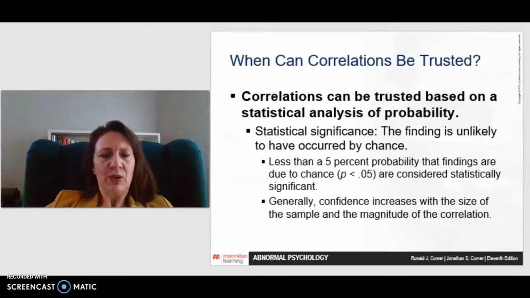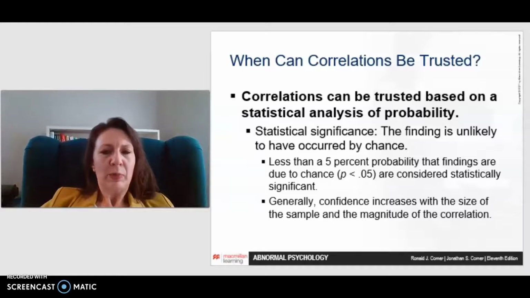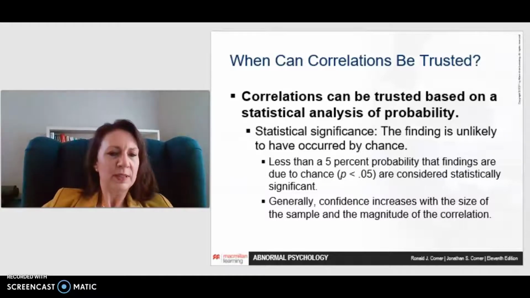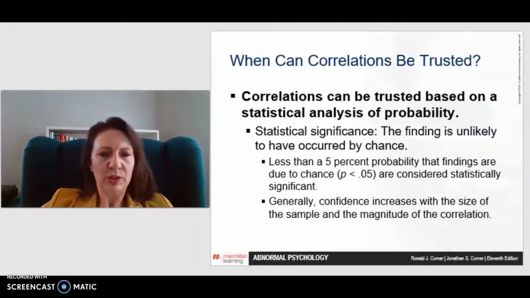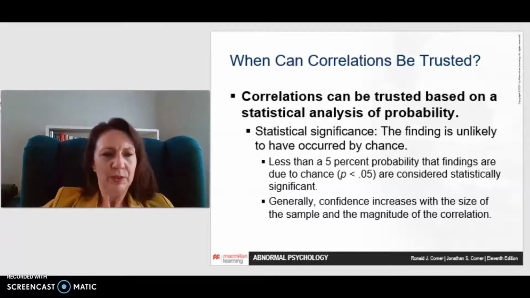Correlations can be trusted based on statistical analysis of probability. We look at statistical significance to determine if the finding is unlikely to have occurred by chance. If we see that less than a 5% probability exists that findings are due to chance, or p is less than 0.05, that's considered statistically significant. Generally, our confidence in our study findings increases with the size of the sample and the magnitude of the correlation. So all of those things are looked at in terms of the conclusions that we can draw and how confident we feel about them.